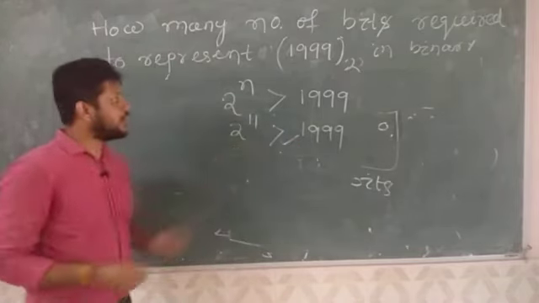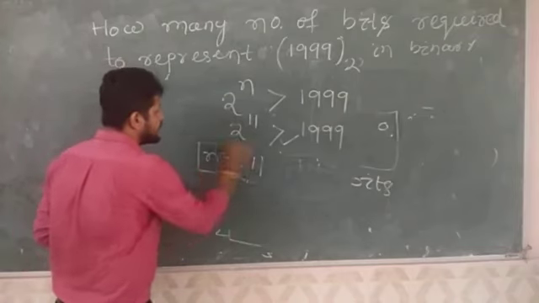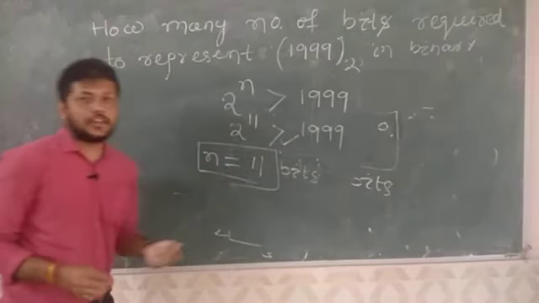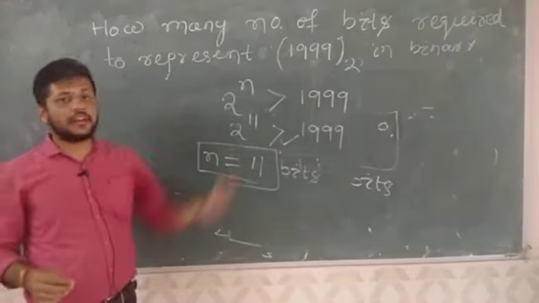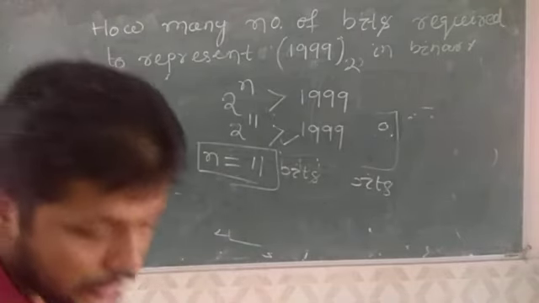Hence, you need n equal to 11 number of bits in order to represent 1999 in binary. So this is very, very important. You will see its application.